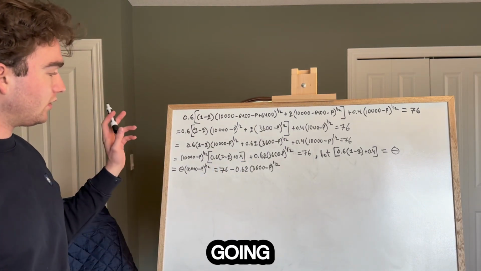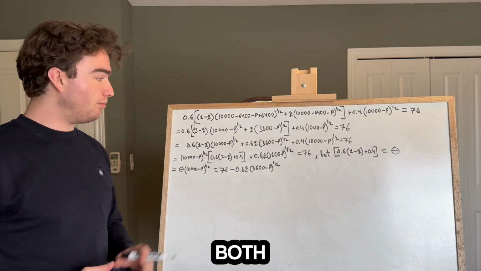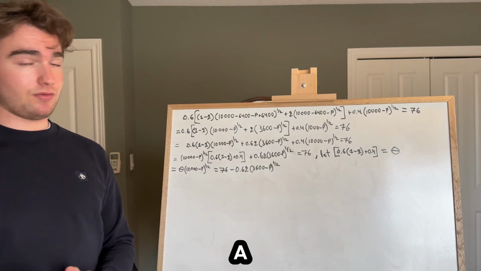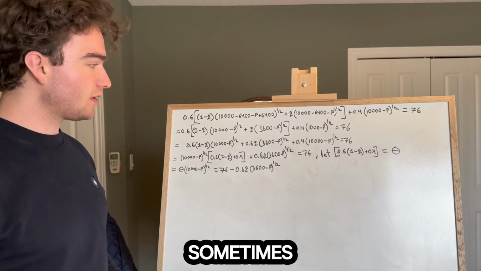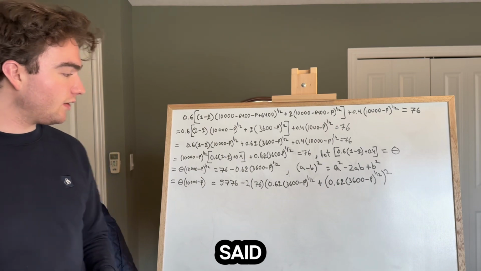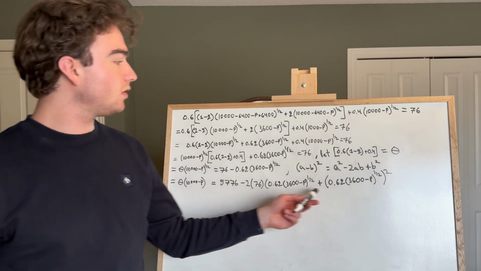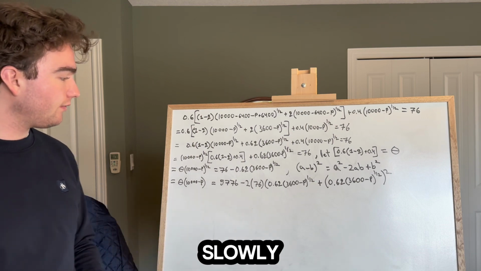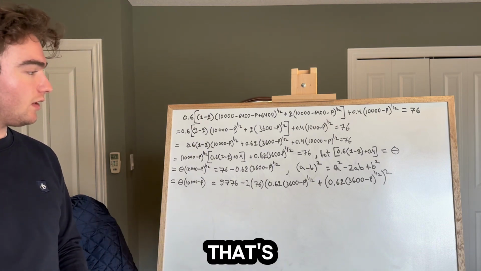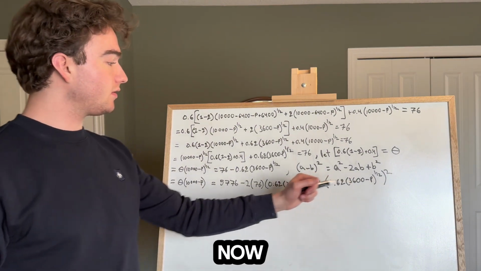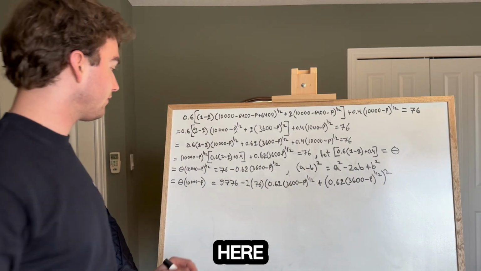And now we're going to square both sides. So just as a reminder, because sometimes I'll forget this rule, I'm going to write it down here. Like I said, there's no shame in working through it slowly. So that's what I'm doing now. I've squared both sides. Now I'm just going to work through this line here.